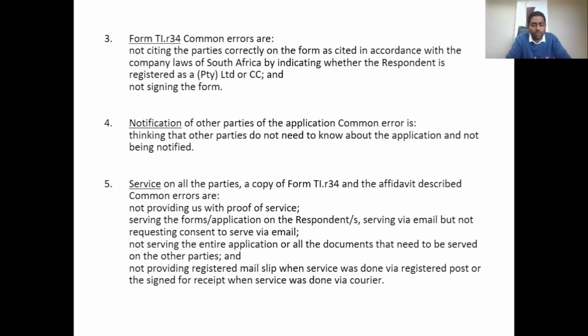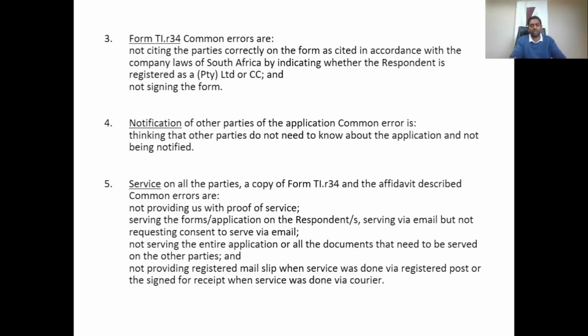Another form of service, and probably the most utilized, is email service. But when it comes to email service, there's a second step or an add-on step. Before serving by email, you must get consent to service via email. So it's important that someone specifically says, yes, you may serve me via email on this email address, and then you serve on that email address. Both those documents are regarded as service in respect of email service. You can also serve with fax. It's the same as email, with the same requirements.